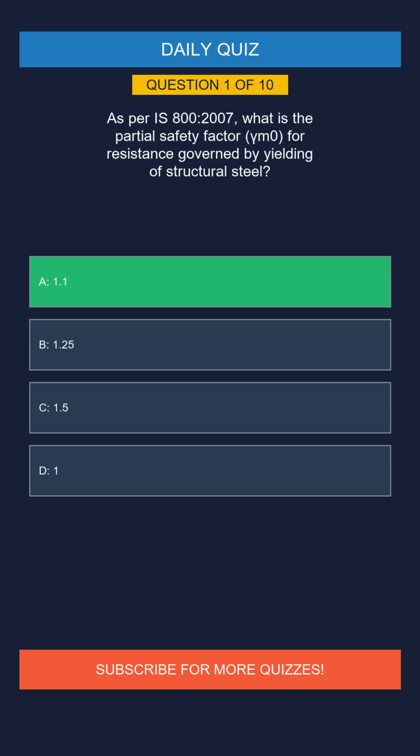Time is up. The correct answer is option A, 1.1.